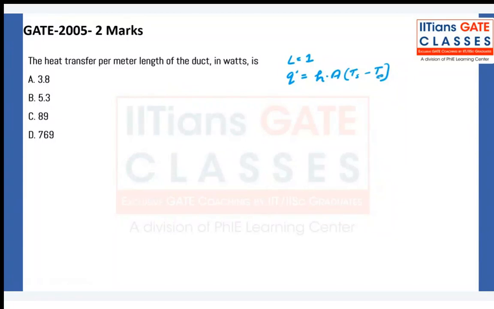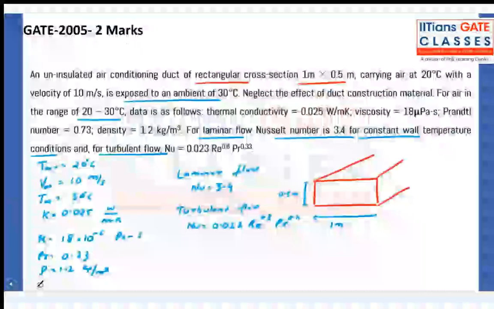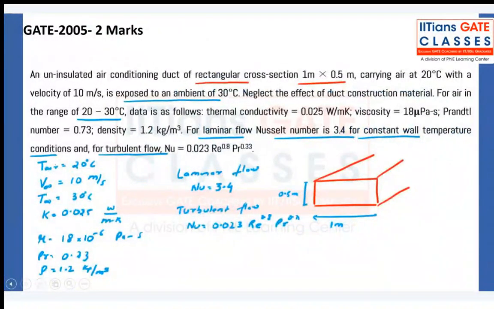Now I need to find out h. How do I find out h? Anyone? Nusselt number, of course. What is Nusselt number? It is equal to h D_H by k of fluid. Now this I know. If I know Nusselt number, I can calculate this. In order to see Nusselt number, I need to find out: is it laminar or turbulent? So can you tell me, is it laminar or turbulent flow?